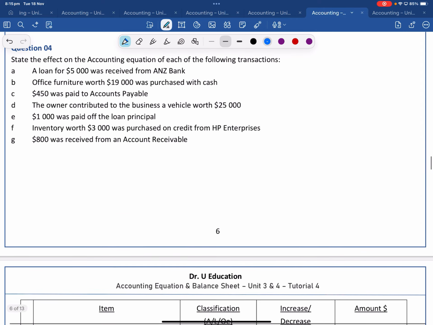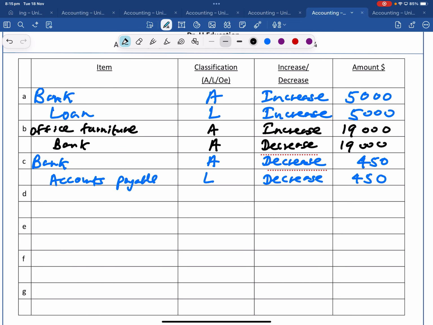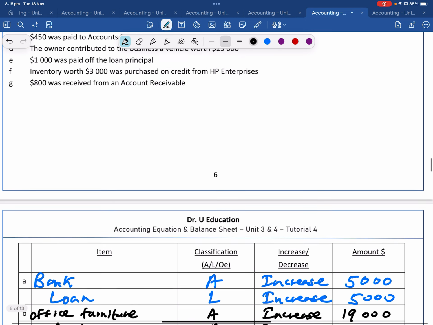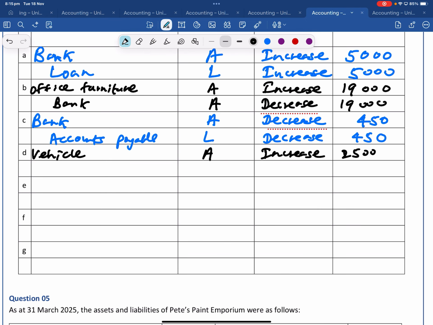Right. Next one. Owner contributed to the business a vehicle worth 25,000. What are the items affected? Vehicle. Asset. What happens, guys? Increase, decrease? Increase. Good. And then what happens to the owner's equity? Increase. Yep. So we can say capital. OE. Increase. 25,000.